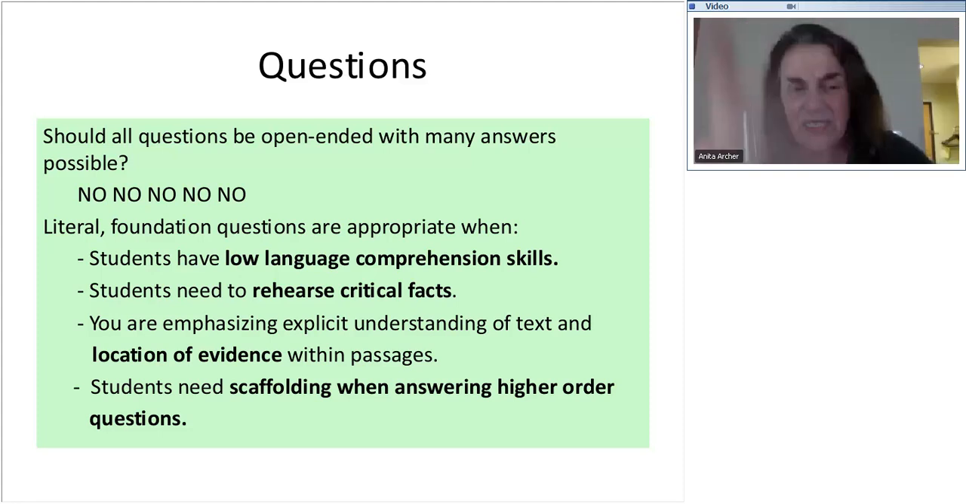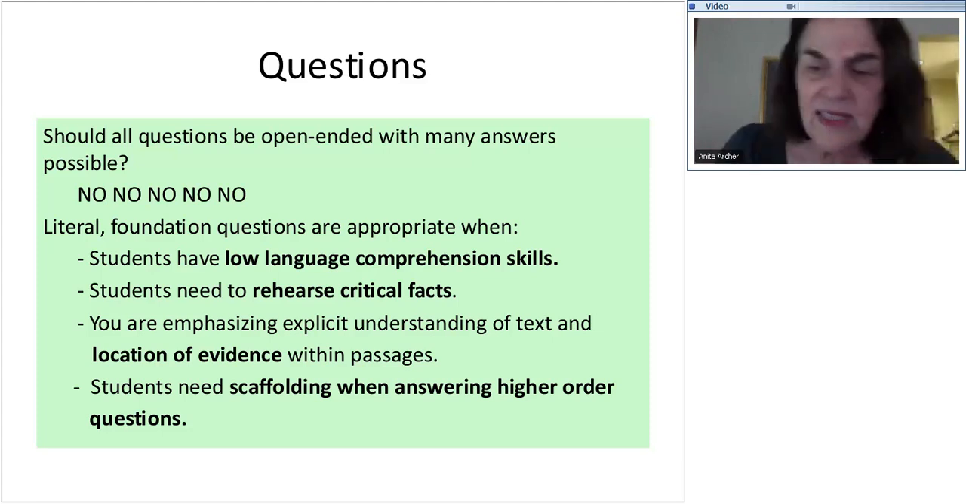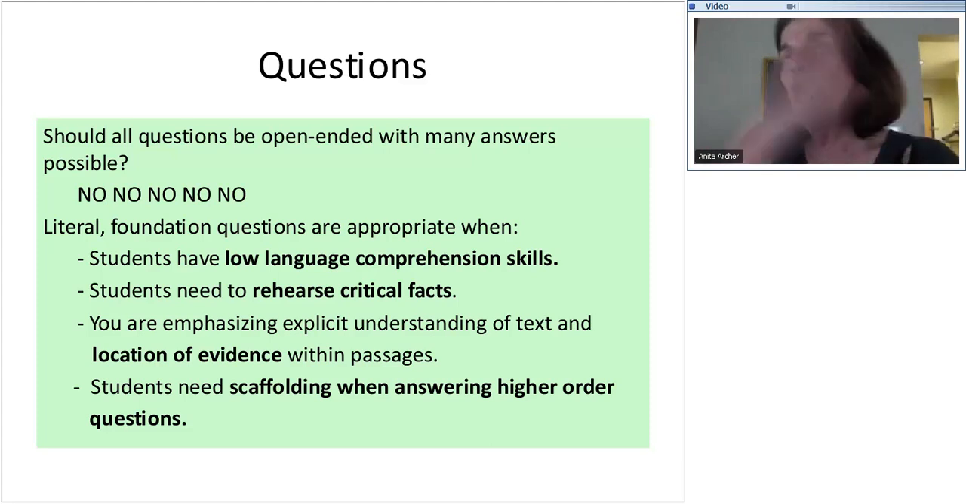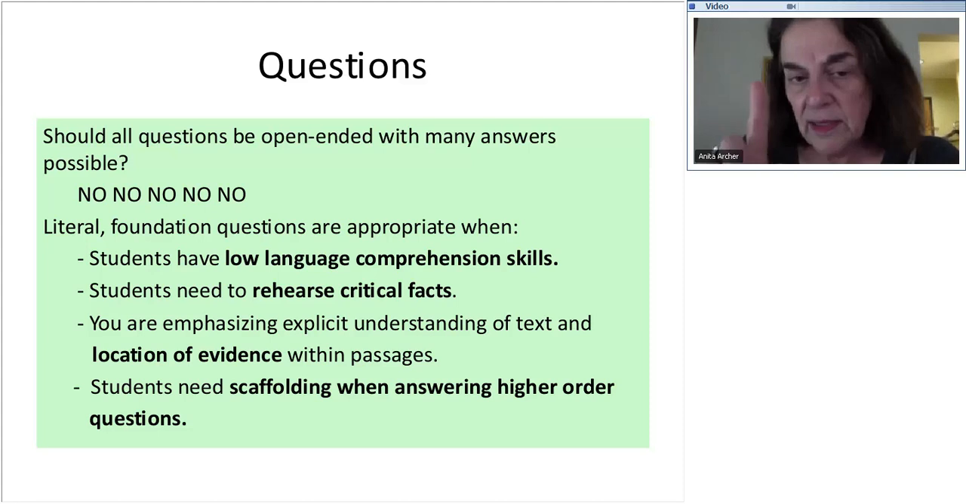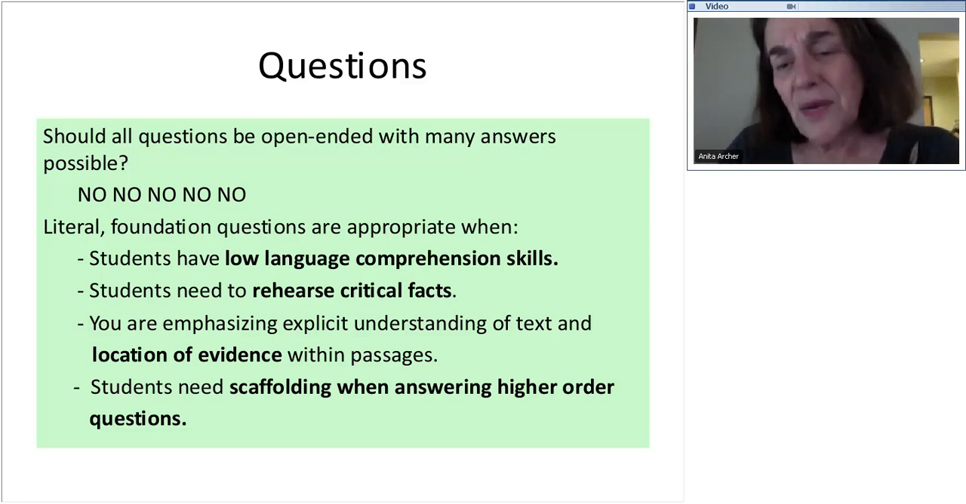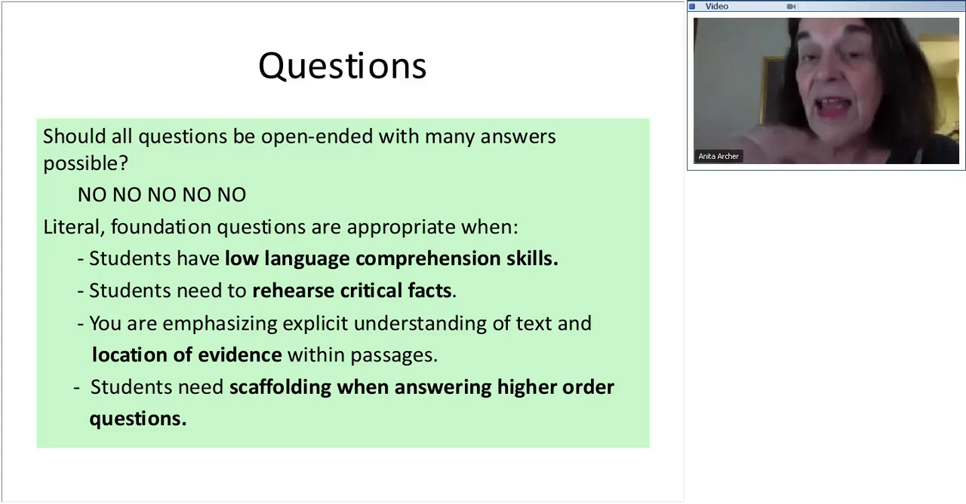See, there are some logical reasons. We just sometimes need to stop, because we get on these bandwagons like all open-ended higher order questions. We need to stop and ask ourselves, does that make sense? Is there no room for foundation questions? Absolutely there is, but it cannot be everything. It's true that often we have not asked higher order questions, and we should, absolutely, but there needs to be a balance. Sometimes foundation questions are exactly what the kids need, and sometimes higher order is exactly what the text and they deserve.